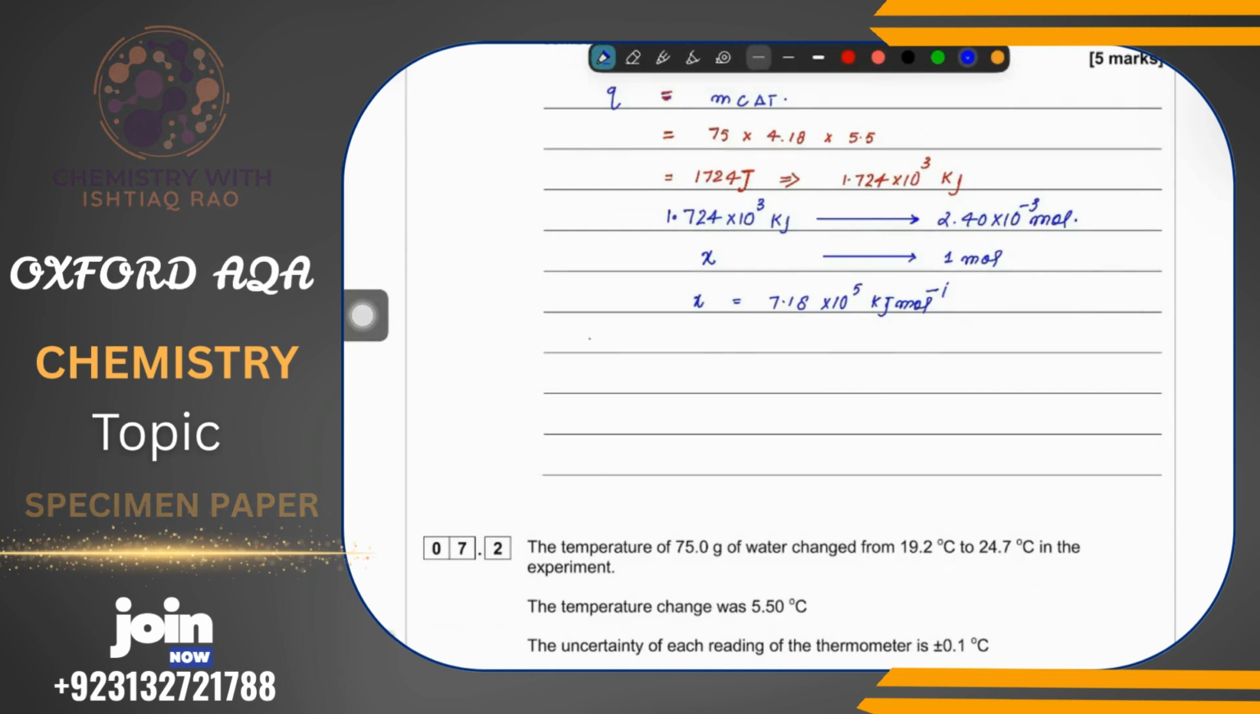This value is different due to heat loss, or I can say incomplete combustion.